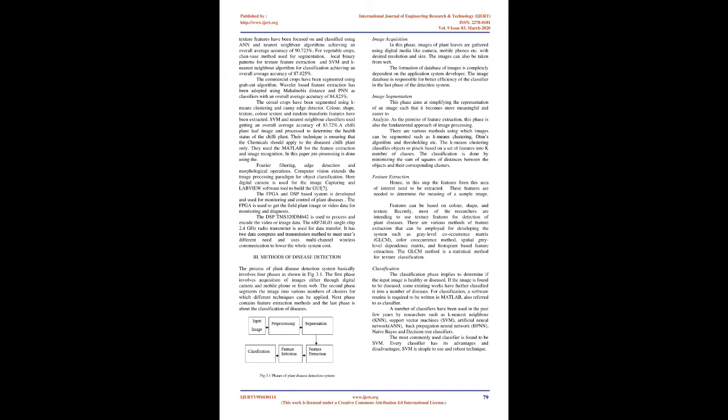The cereal crops have been segmented using K-means clustering and canny edge detector. Color, shape, texture, color texture, and random transform features have been extracted. SVM and nearest neighbor classifiers used, getting an overall average accuracy of 83.72%. A chili plant leaf image is processed to determine the health status of the chili plant.